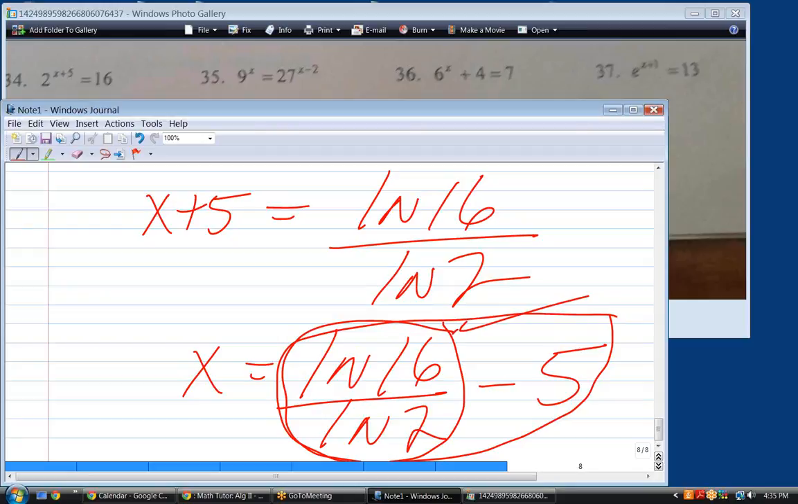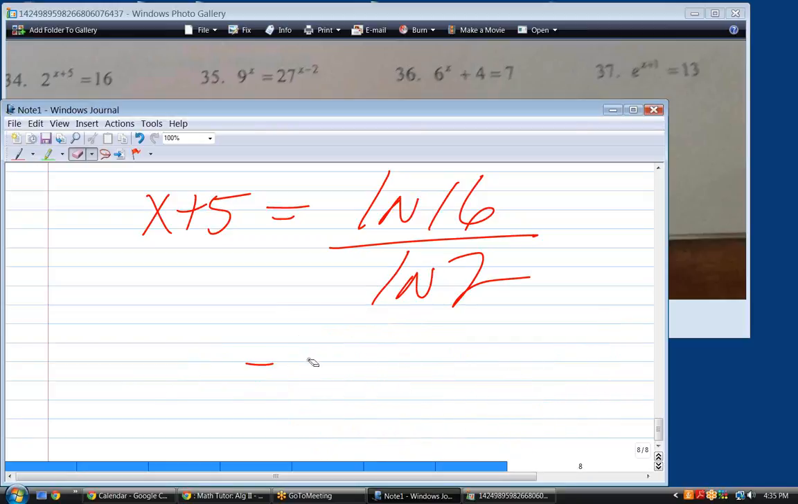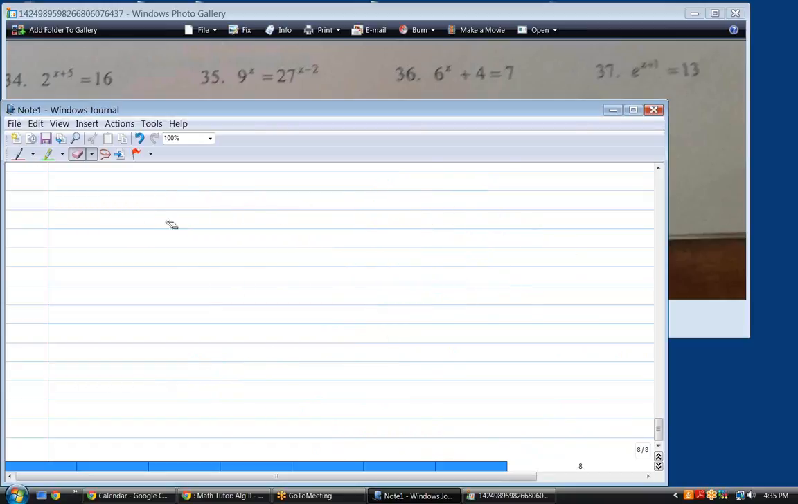In fact, it's hard for me to even see that it is. But it is. I'd have to put it into a calculator to know, because I don't know what the natural log of 16 is or the natural log of 2. So only a calculator would tell me that was minus 1. Let's do 36, because with 36 you really don't have any choices.